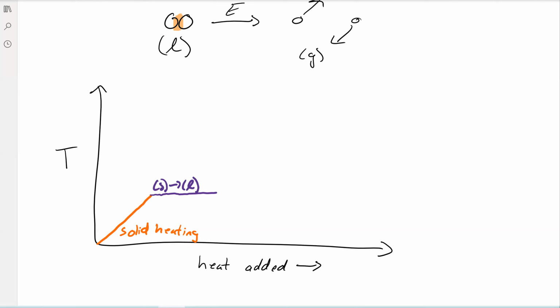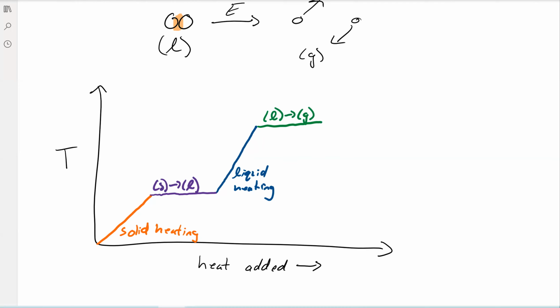Then once all of it is transformed into liquid, we can continue to heat the liquid. Maybe at this point it's water, and as you heat that water, the temperature will increase. Eventually you're going to hit the boiling point. Again, the energy, instead of increasing the temperature of the liquid, is going into breaking the intermolecular forces. So we add heat but see no increase in temperature, because here a liquid is being transformed into a gas.